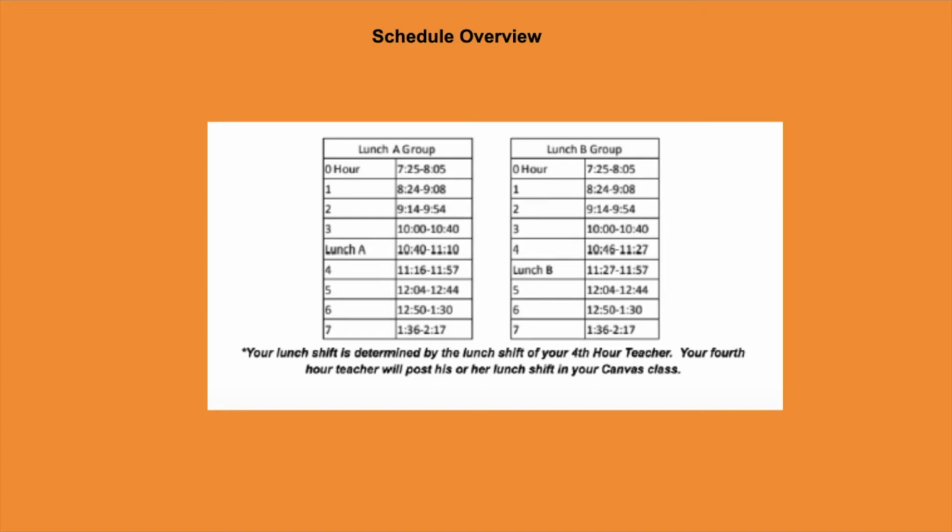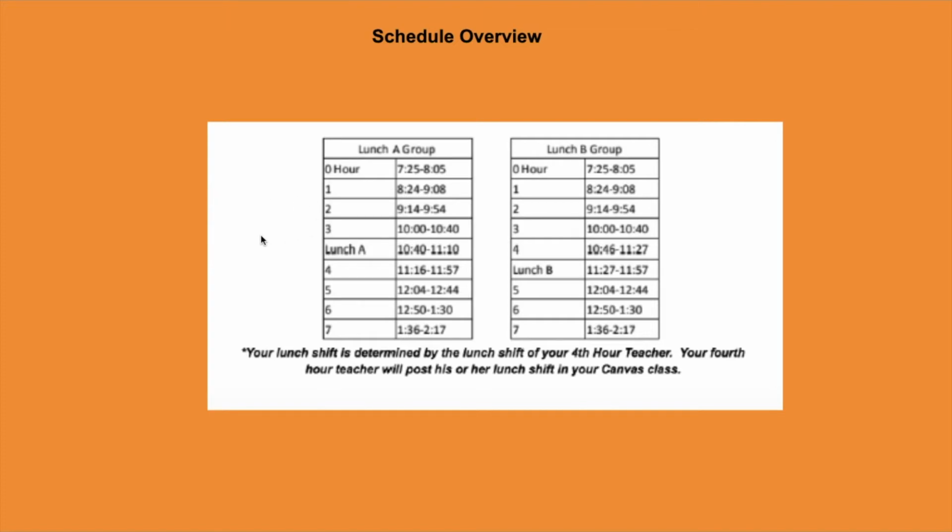So ignore what your schedule says. I know that's confusing, but you need to ask your fourth hour teacher, am I A lunch or am I B lunch? And that will determine whether I follow the A lunch schedule or B lunch schedule. These schedules are for both A day students and B day students. So I could be an A day student with an A lunch, and I can be an A day student with a B lunch. It's kind of confusing.